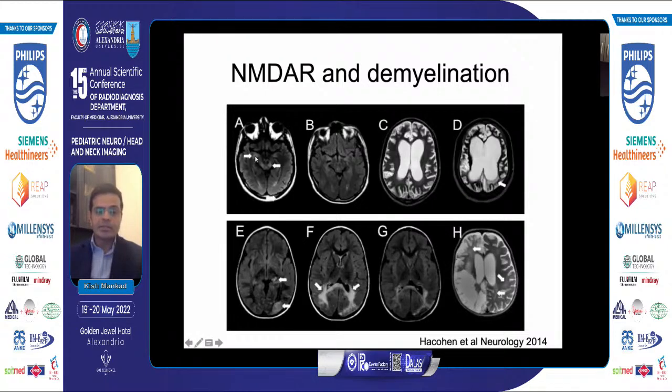You're going to pick up lesions in the medial temporal areas. You may get brainstem. You may even get basal ganglia regions. And sometimes in the context of NMDAR, you can get lesions that mimic adrenal leukodystrophy, but none of these look like the multiple sclerosis that we were trying to look at just before this. So it's quite a diverse spectrum in NMDA.